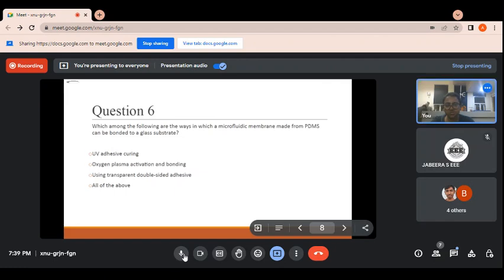Please go through the question carefully and try to give the answer. Which among the following are the ways in which a microfluidic membrane made from PDMS can be bonded to a glass substrate? All the above. Can you explain why?